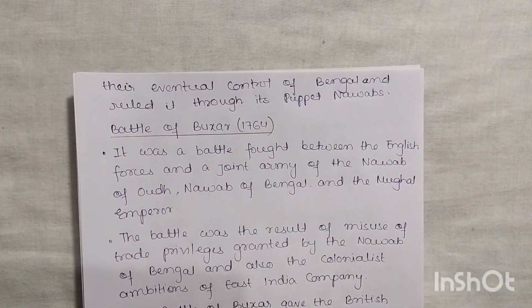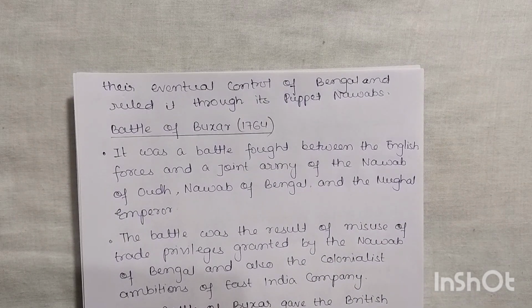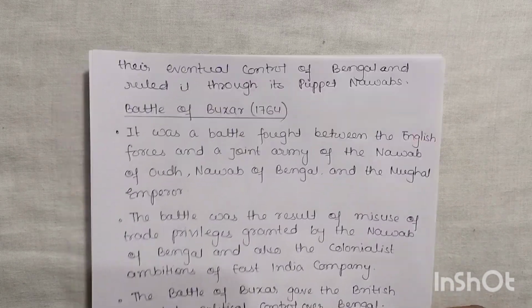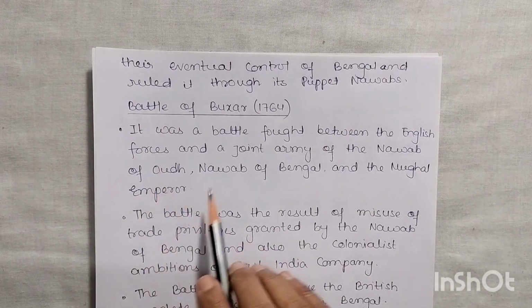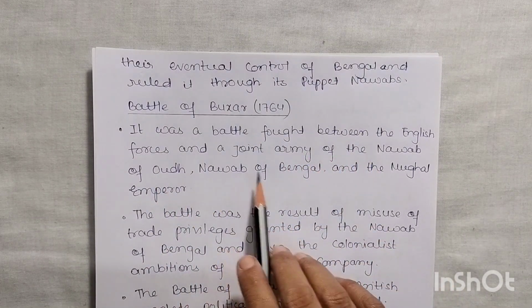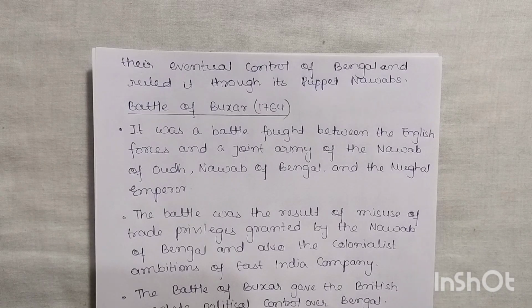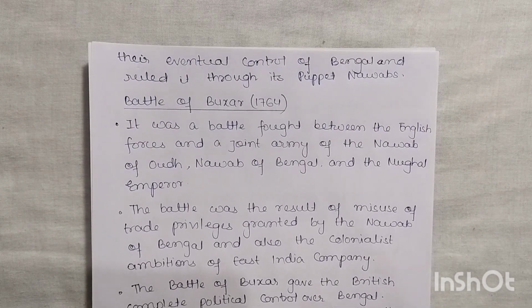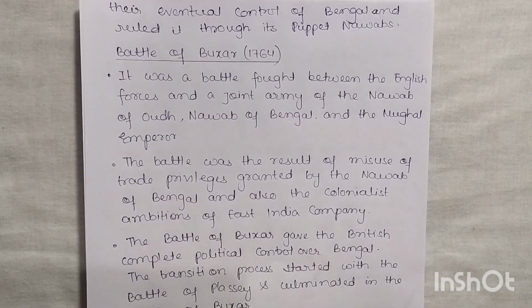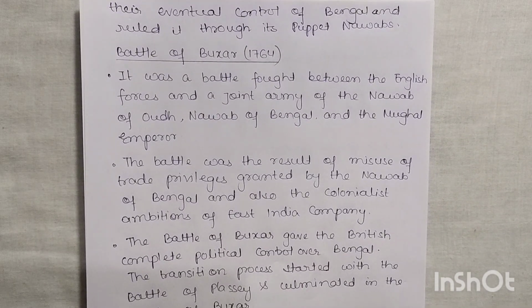Okay, now the Battle of Buxar, one more battle, that is in the year 1764. So Buxar is a town. It was within the territory of Bihar. Okay, it is a place that came within the territory of Bihar. So it was a battle fought between the English forces and a joint army of the Nawab of Oudh, the Nawab of Bengal and the Mughal emperor. So here the fighting was there. Okay. The battle was the result of misuse of trade privileges granted by the Nawab of Bengal and also the colonialist ambitions of the East India Company.